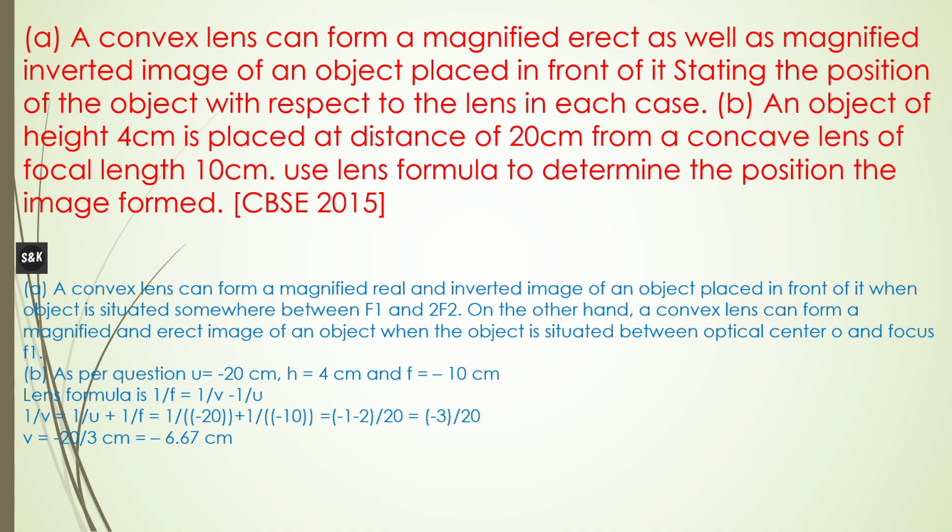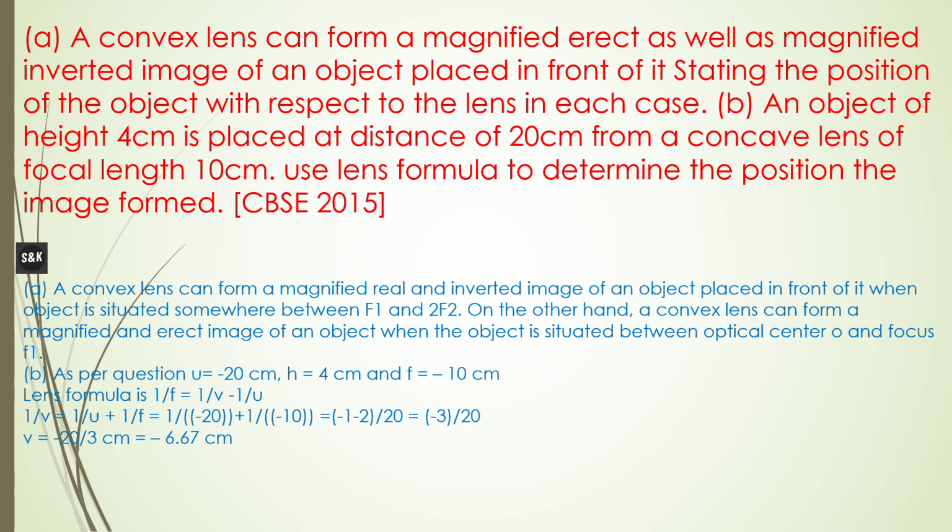A convex lens can form a magnified erect as well as a magnified inverted image of an object placed in front of it. State the position of the object with respect to the lens in each case. An object of height 4 cm is placed at a distance of 20 cm from a concave lens of focal length 10 cm. Use the lens formula to determine the position of the image formed.